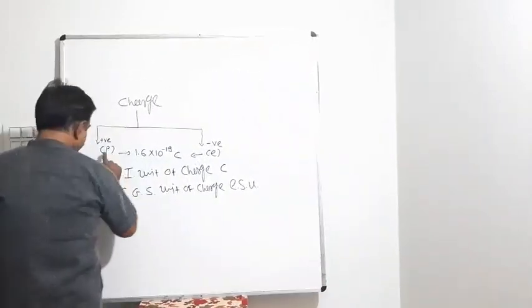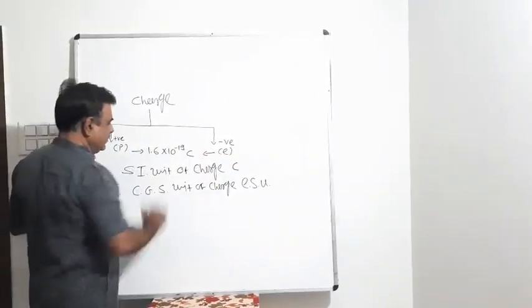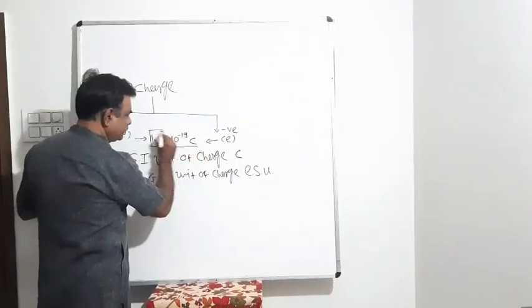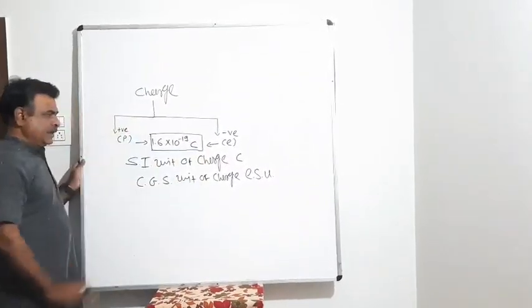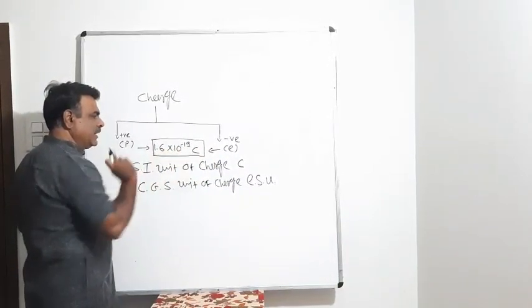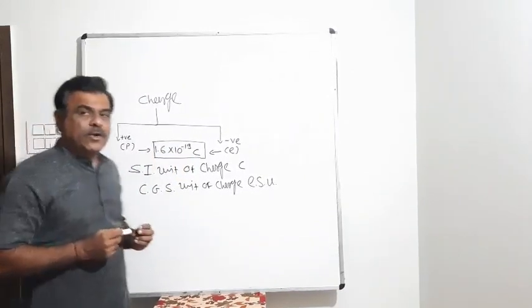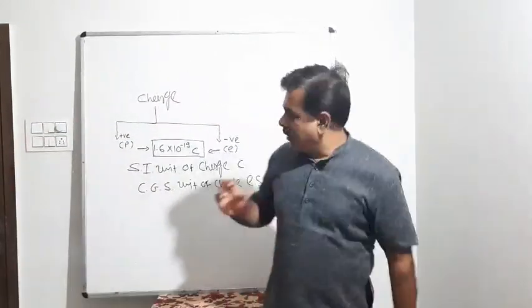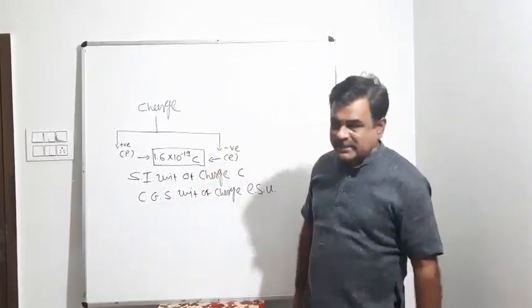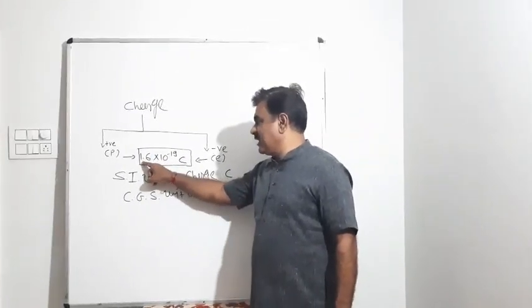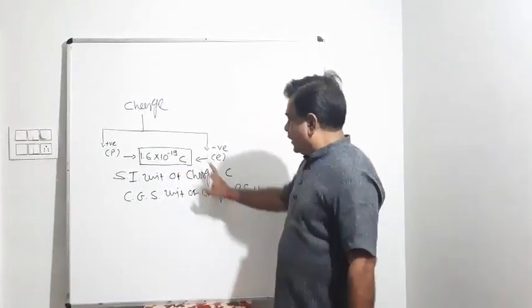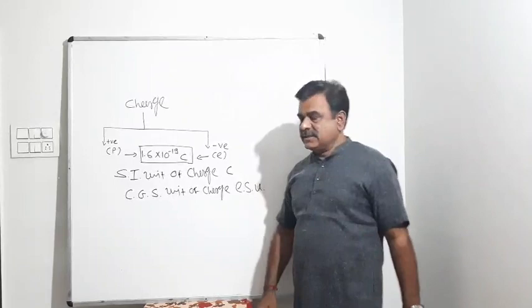So, positive charge as well as negative charge. But as far as the value of basic electrical charge is concerned, it is the same for both proton and electron, that is 1.6 into 10 raised to minus 19 coulomb. This is the value of basic electrical charge, and it was determined by Millikan's oil drop experiment. I have written coulomb, that is the SI unit of charge.